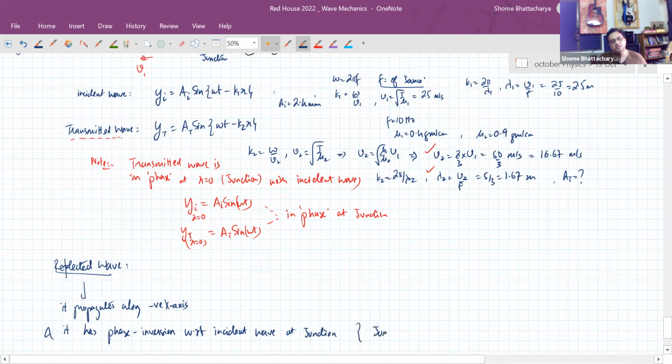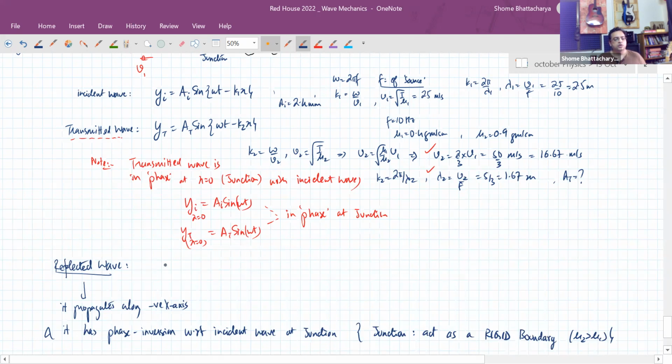because the junction will act like a rigid boundary. The reason for that is simple: mu2 is greater than mu1. The string on the other side of the boundary has more density or more inertia. Hence, it will act like a rigid boundary instead of a flexible boundary.